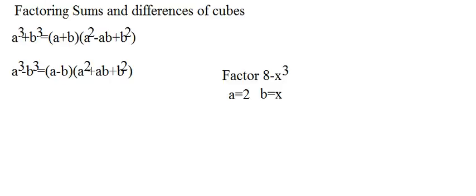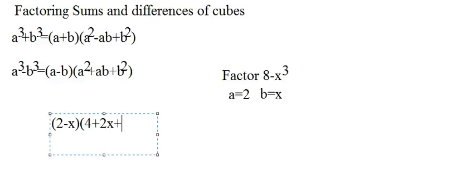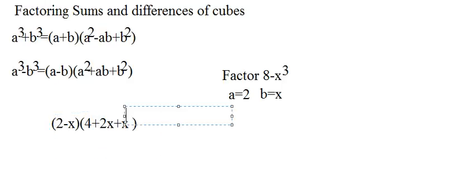So I'm going to go ahead and do this. I have A cubed minus B cubed equals A minus B. Well, I found out A is 2 and B is x, so A minus B would be 2 minus x. Then I have A squared, 2 squared, that's 4, plus A times B, 2 times x is 2x, plus B squared, that's x squared. And that's all there is to it. I just factored that by following this little formula.